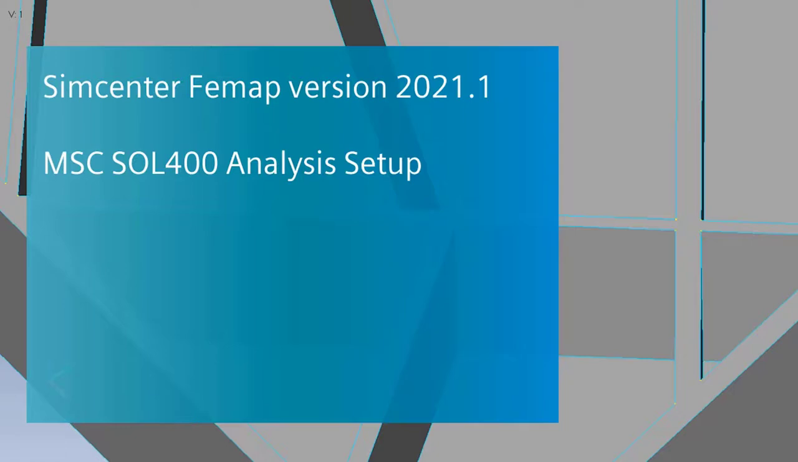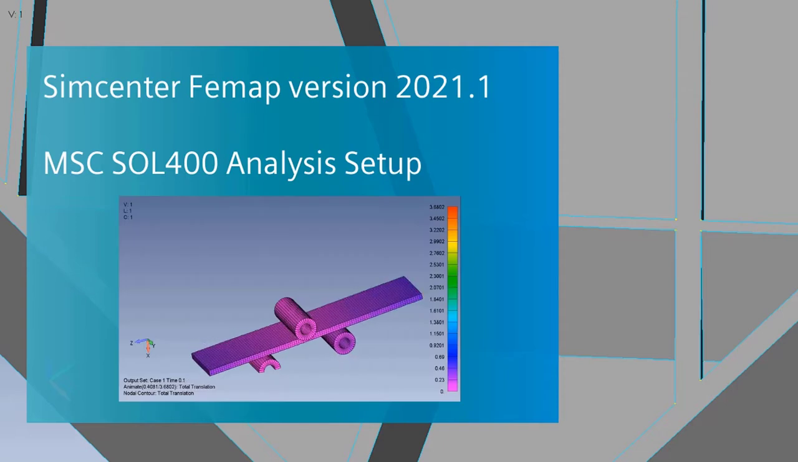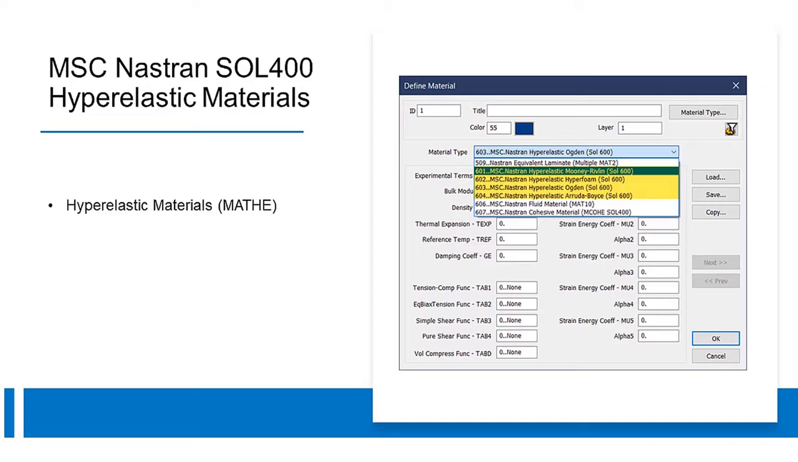With the release of Femap version 2021.1, Siemens Digital Industry Software has added support for MSC Nastran Solution 400. In this video, we will review the steps to create a Femap analysis set to simulate roll forming using MSC's implicit nonlinear analysis.